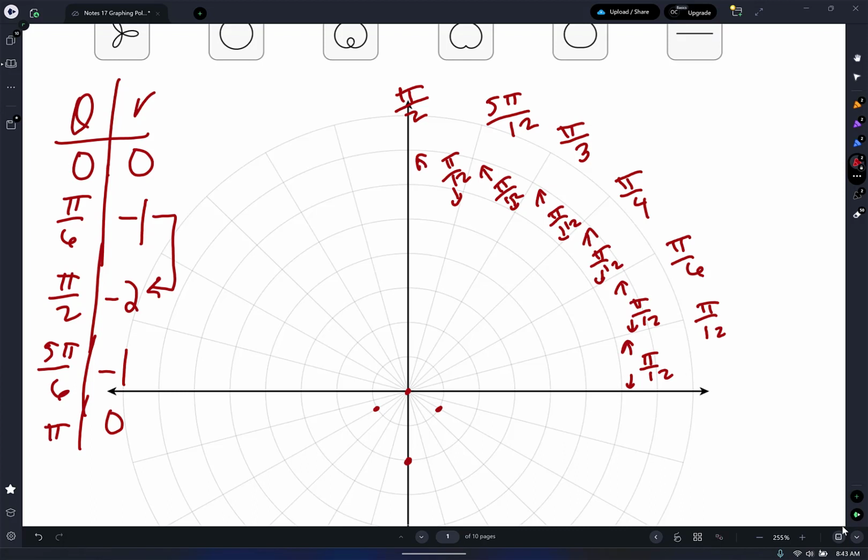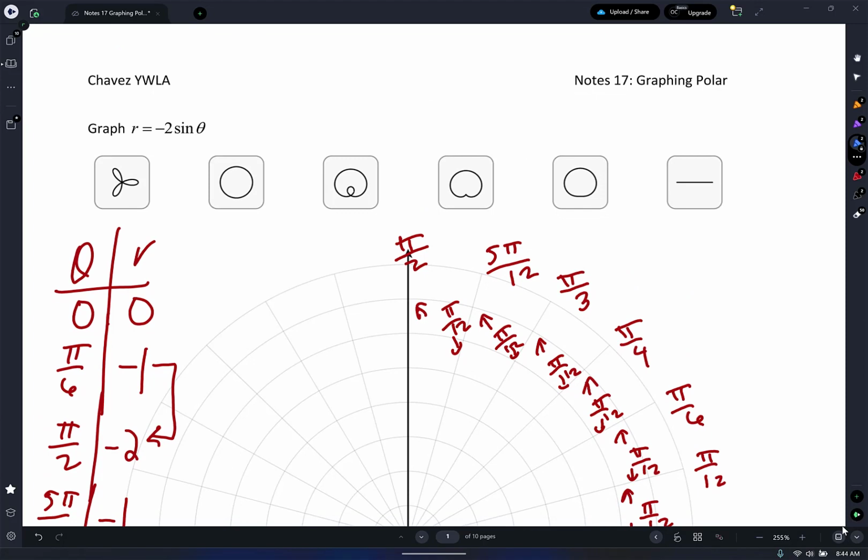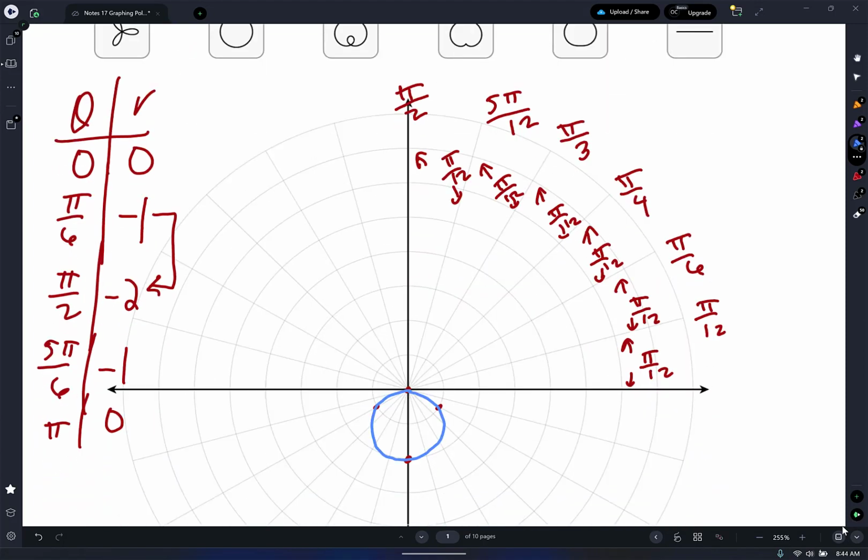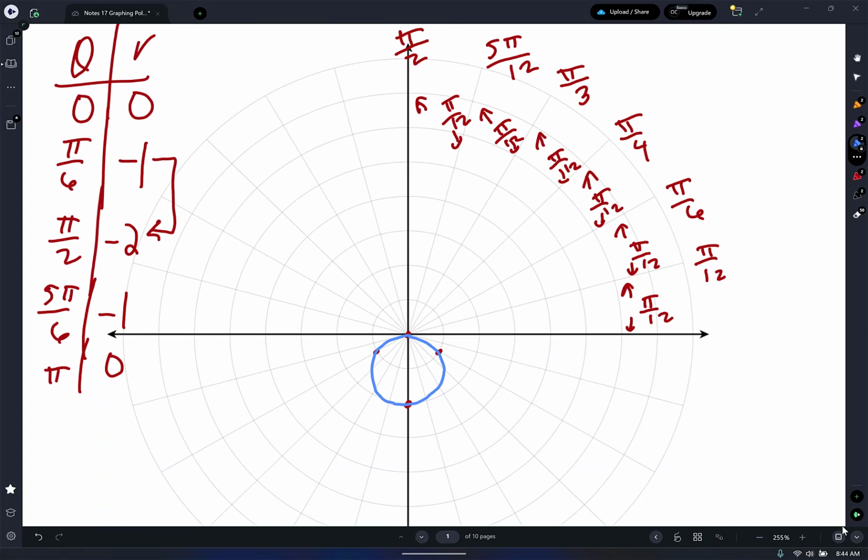So I'm going to go like this. There's the direction that I go. I go like this. And there it is. Cool, right? The biggest magnitude of that is this value. That 2, the magnitude of the R, the distance from the origin to here.